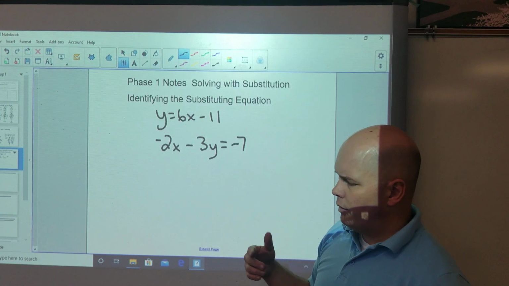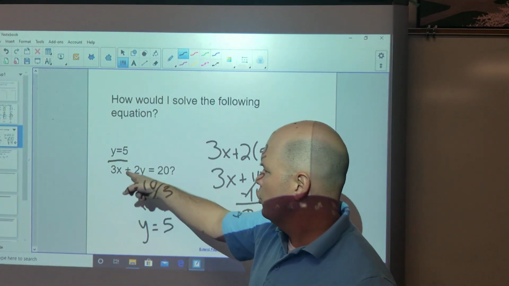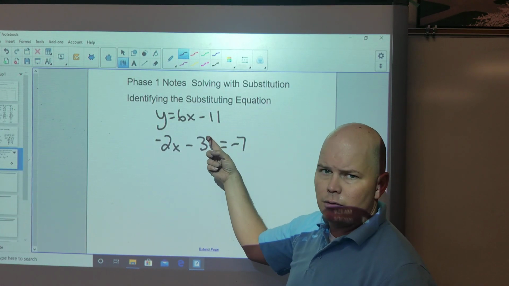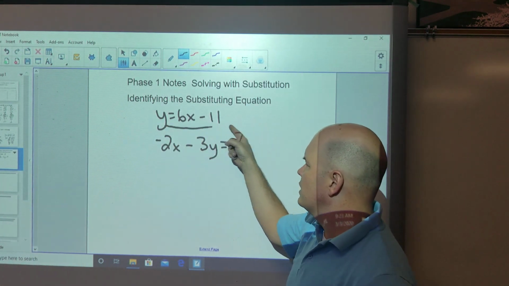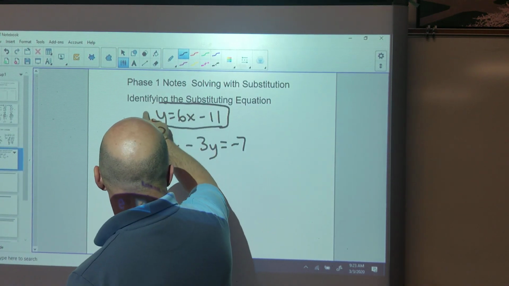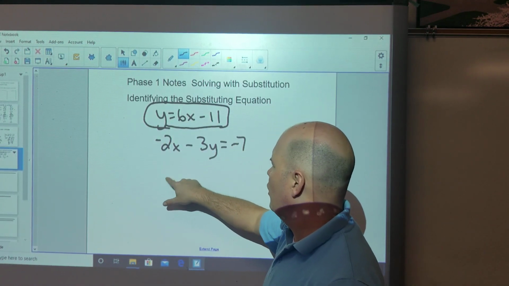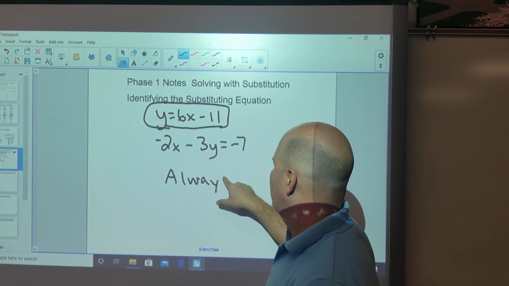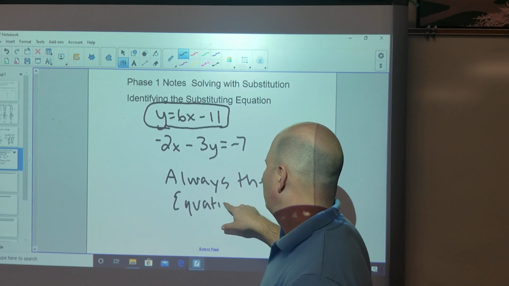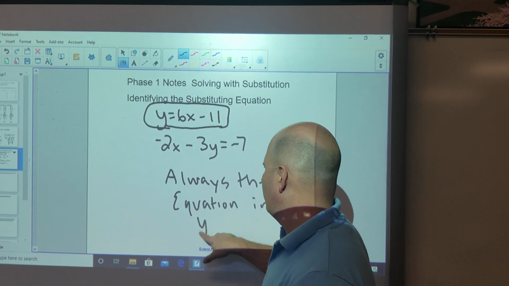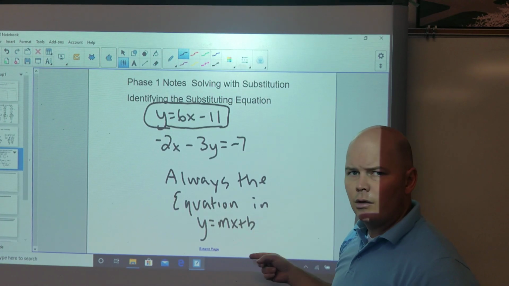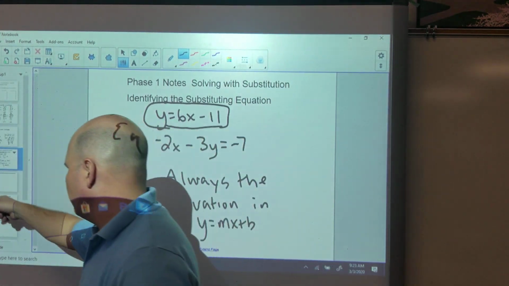So the given in the previous one was the one that told me what y equals. Well, it just so happens I have an equation here that also tells me what y equals. So I'm going to use this as my substituting equation. So that'd be the first one, is identify the substituting equation. It is always the equation in the slope-intercept format. The reason is because it's telling me what y equals. So that was our phase 1 notes.